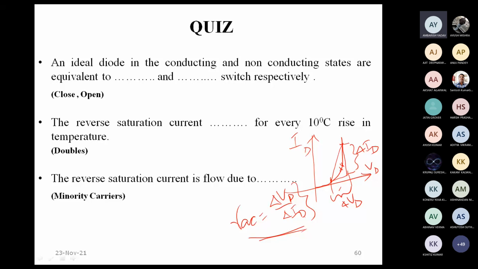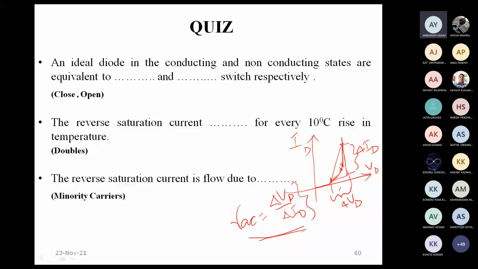For accurate calculations, one can actually look at each and every point, and the DC resistance that we have seen is better suited. But one has to compute it for each and every operating point.